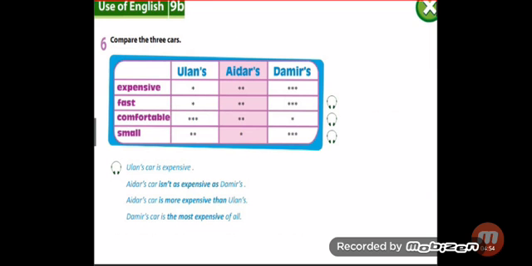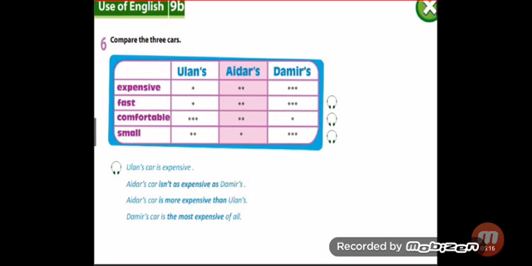Task for you. Exercise number 6. Compare the 3 cars. Ulan's, Aydar's, and Tamir's cars. You can use the adjectives expensive, fast, comfortable, and small.